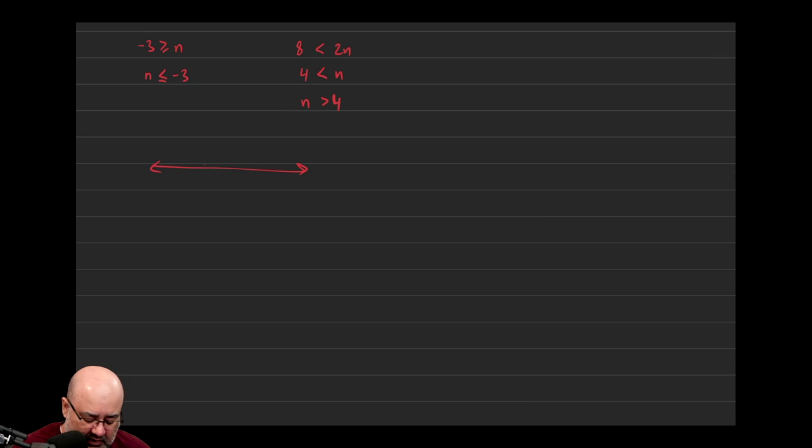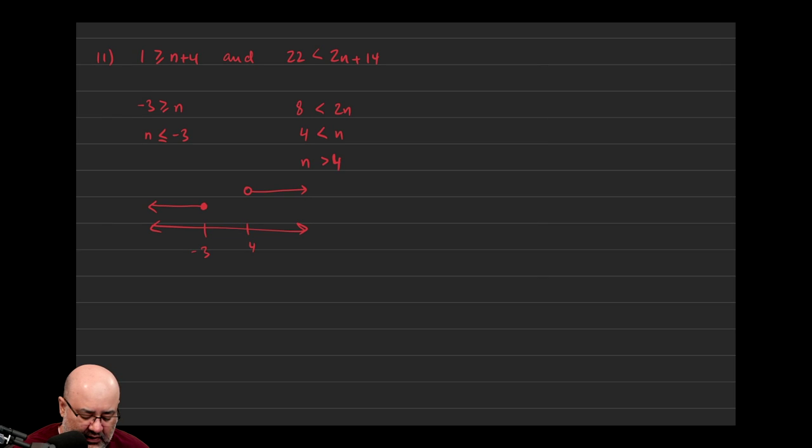So if we draw this on a number line, negative 3 on the left, 4 on the right. Negative 3 gets a closed circle, 4 gets an open circle. N is less than or equal to negative 3 means all the numbers to the left of negative 3. N is greater than 4 means all the numbers to the right of 4.